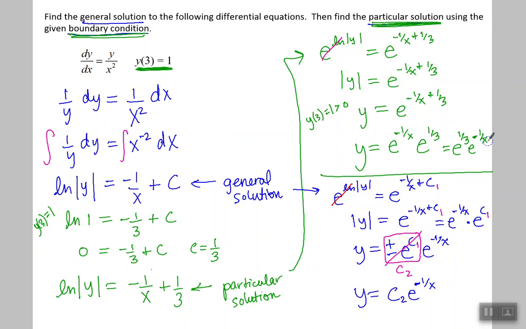The point is, there are lots of ways that you could write a general solution as long as it has a plus c, and lots of ways you can write the particular solution as long as there's no c, which is the value you got from using the boundary condition.